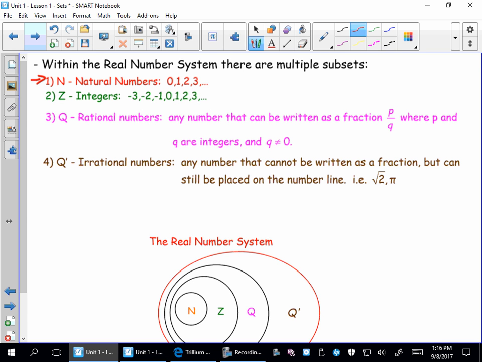We have integers. Those are all the positive and negative whole numbers. You can't necessarily count them on your fingers. They're slightly bigger than that because you have those negatives. We call that the letter Z for integers. It's this one. Okay, we have rational numbers.